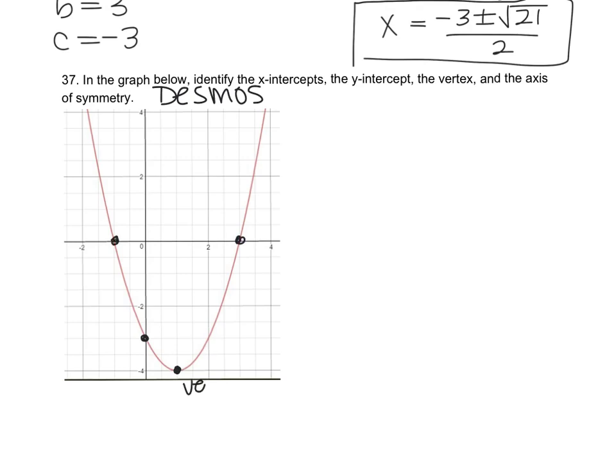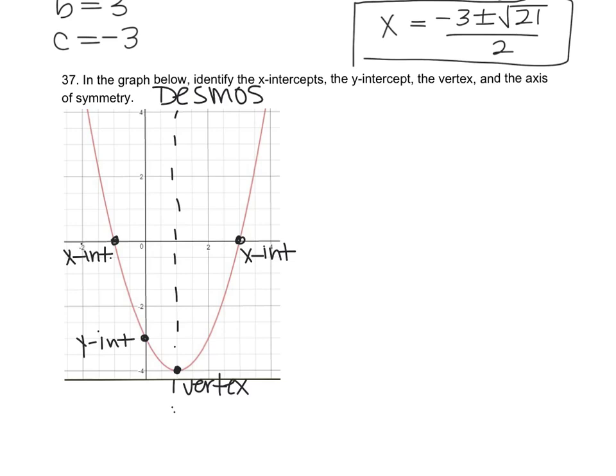So the vertex is always either that lowest point or the highest point in a quadratic. The y-intercept is where it crosses the y-axis. And then the x-intercepts, which we're typically going to have two of, are where it crosses the x-axis. Then lastly, the axis of symmetry is the vertical line that splits your parabola in half. So it's going to be the vertical line through the vertex.